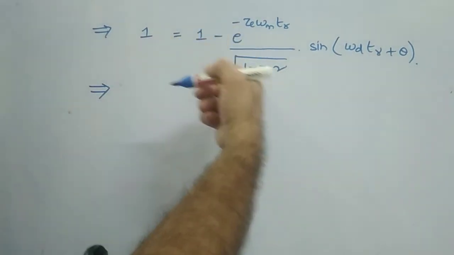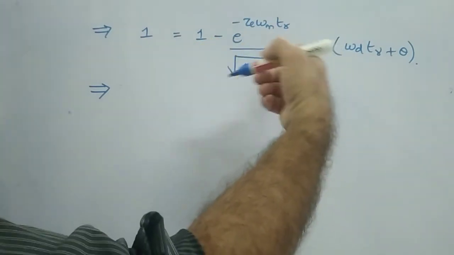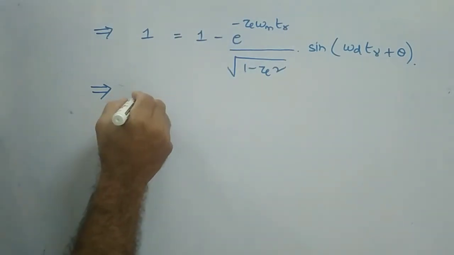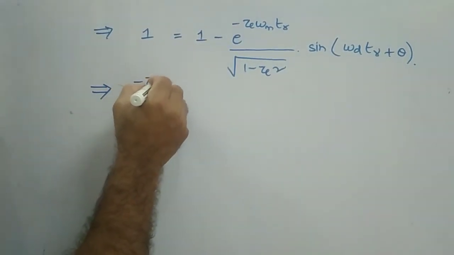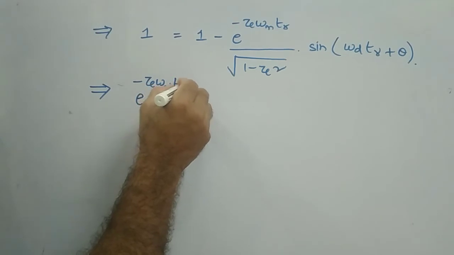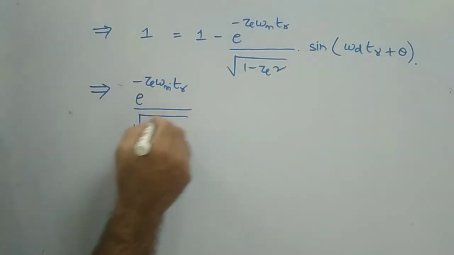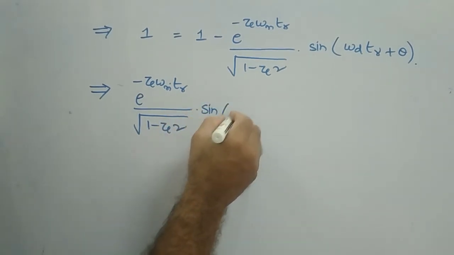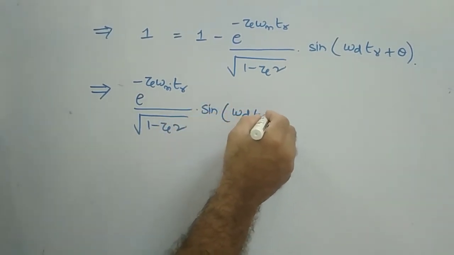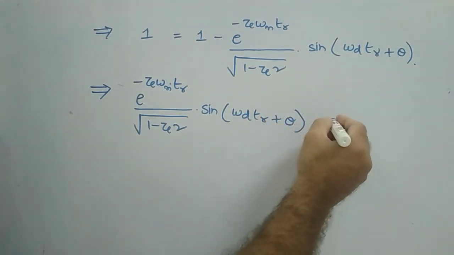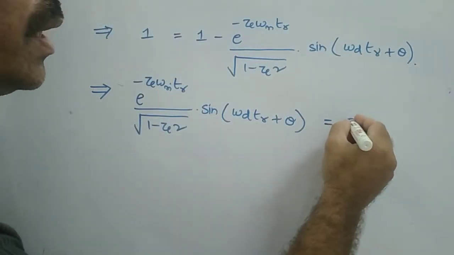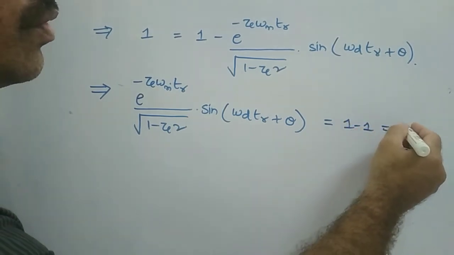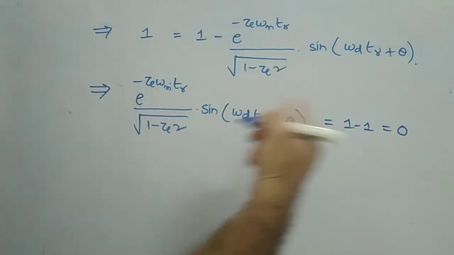Then this entire second part, the minus part, you just bring to the left side and bring this 1 to the next side. 1 minus 1, 0. This means that e power minus zeta omega n into tr by square root of 1 minus zeta square into sin of omega d tr plus theta is equal to 1 minus 1. Clear? What is this? 0. Clear? So this is equal to 0.